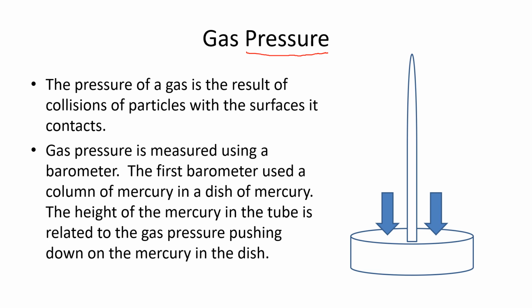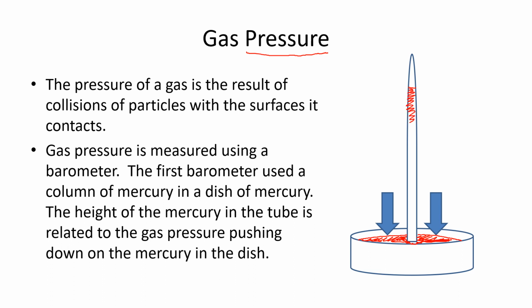The original method used a dish of mercury. An Italian guy named Torricelli filled up a dish with mercury. I guess they didn't know how bad mercury was back then. So he had this dish full of mercury, and then he took a glass tube, filled it with mercury, and turned it upside down in there.